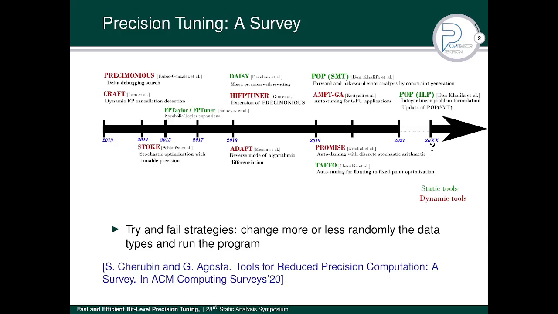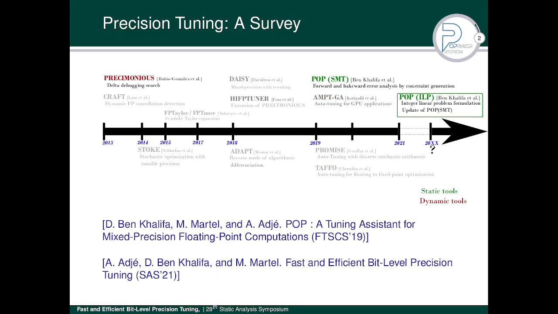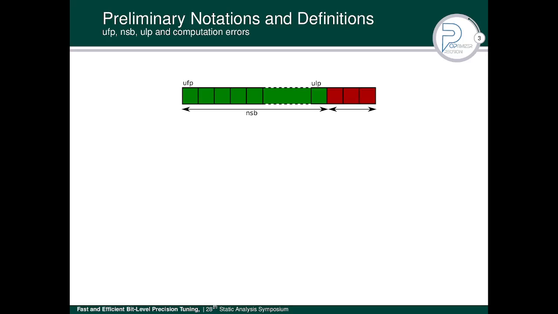In this paper, we will present our tool POP, short for Precision Optimizer, whose originality is based on a semantical modeling of the propagation of the errors through a numerical program. To understand the technique embodied in POP, we start by presenting some preliminary notations and definitions.